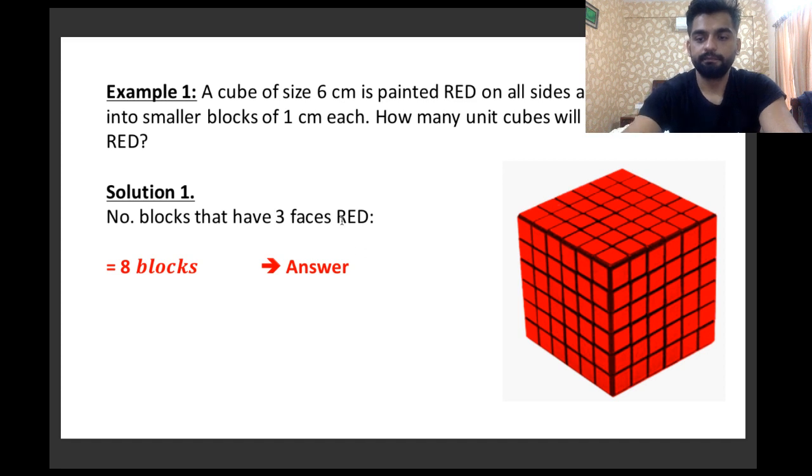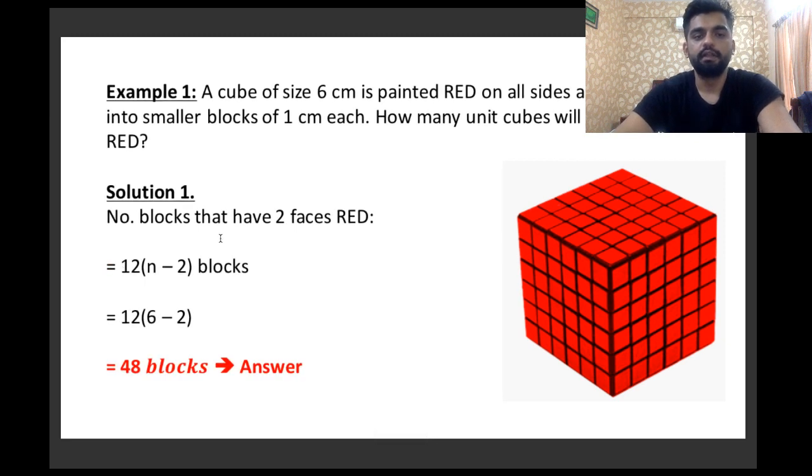Next question. A cube of size 6 centimeter is painted red. Again, the same thing. How many unit cubes will have 3 faces red? Number of blocks that have 3 faces red will always be constant. Consistent, that is 8. As I told you from the formula also, right? Now 6 into 6 into 6 cube is what I know. I have, right? It's cut into small blocks of 1 into 1 into 1 size, right?